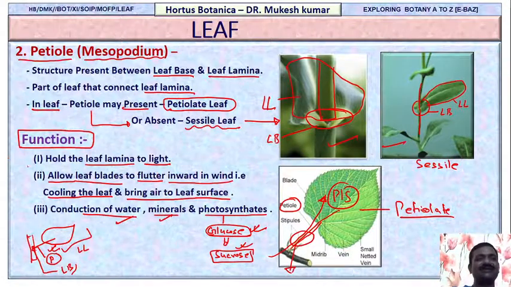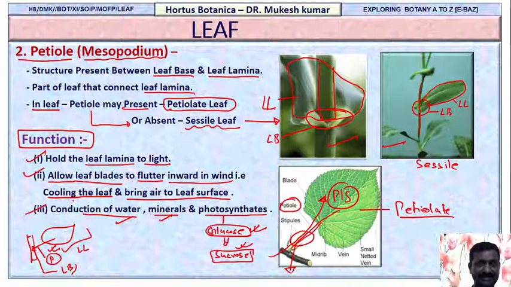So here we got three very important functions. First, hold the leaf lamina to the light. Second, allow the leaf blade to flutter in air, and then help in the cooling effect, and conduction of water and minerals from root to shoot, and photosynthetic conduction from shoot to root, isn't it?